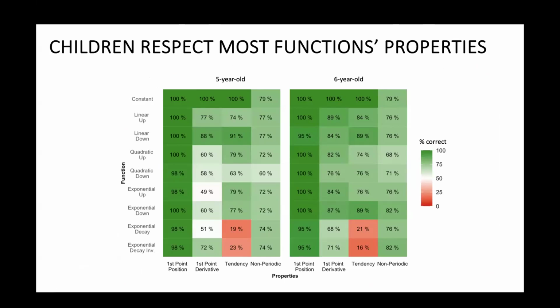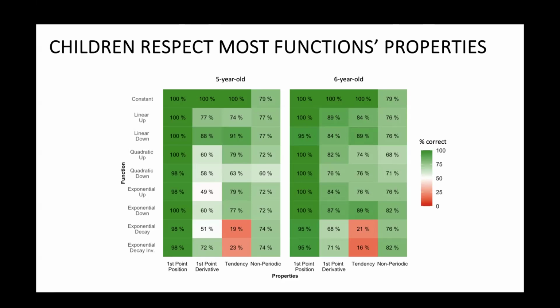And on the x-axis, you can see the properties. You can see that almost all children, both 5 years old and 6 years old, could understand the first point, position, which simply means that they could prolong following where the drawing stopped. Concerning the first point derivative, we see an increase in performance from 5 years old to 6 years old.